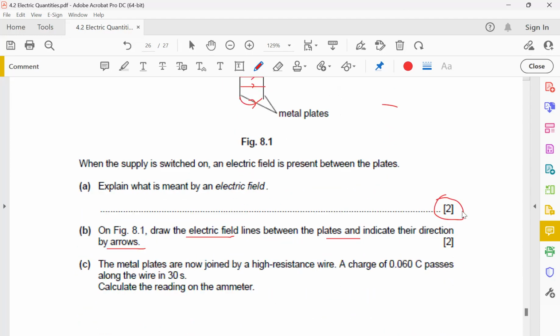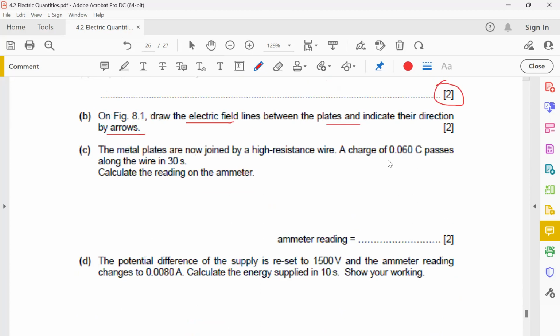And finally, yet again, you have this charge, which is your Q. You have this T, which is your time. You're looking for the ammeter reading, which is obviously your I.